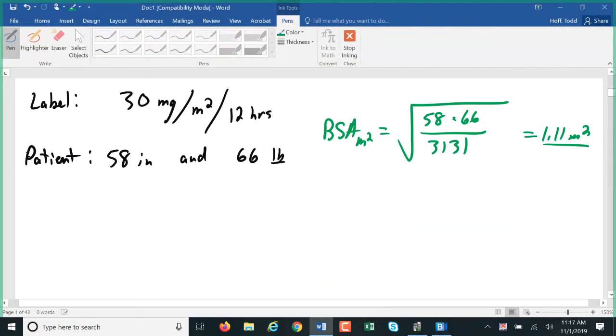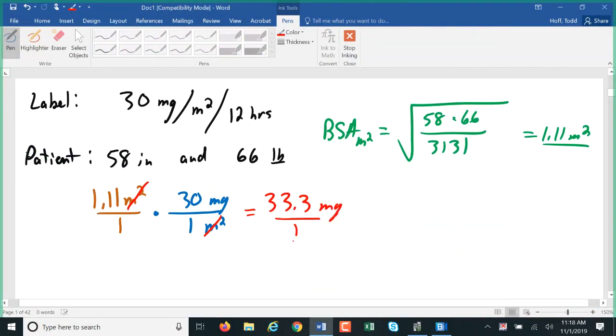Meters squared. And now we'll go ahead and just use the 1.11 square meters over 1. Now we're going to use that to calculate their dosage. Meters squared on bottom, this is 30 milligrams per 1 meter squared. Meters squared cancels out. 33.3 milligrams over 1. That's our dosage, 33.3 milligrams. But you have to make sure we put back in per 12 hours.